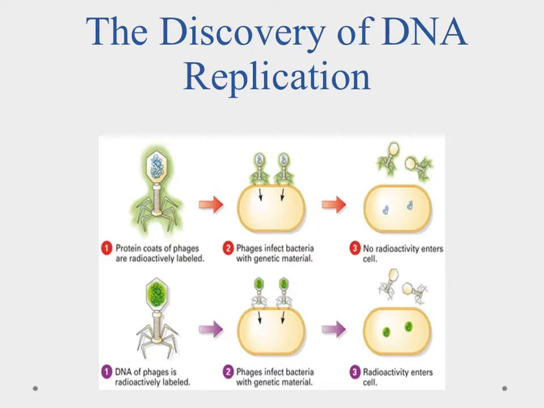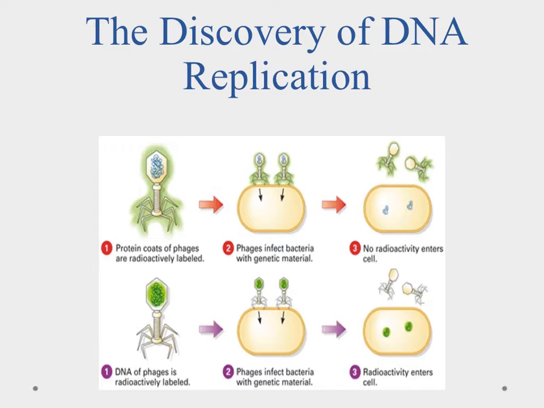Okay, so when we talk about the discovery of DNA replication, what we're talking about is the Hershey-Chase experiment. What Hershey and Chase did is they took bacteria cells and infected them with a virus called a bacteriophage. These viruses would then create a change in the cell or in the process of the bacteria. So we knew that there was some genetic information being transferred.